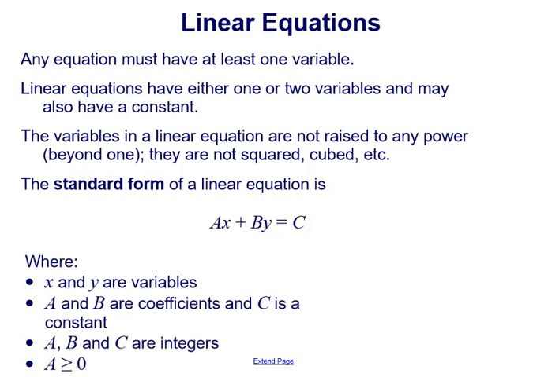The standard form of a linear equation is ax plus by equals c, where x and y are the variables, a and b are coefficients, and c is a constant. Now the coefficients and the constant a, b, and c are integers, and the coefficient in front of x, a, is greater than or equal to 0.